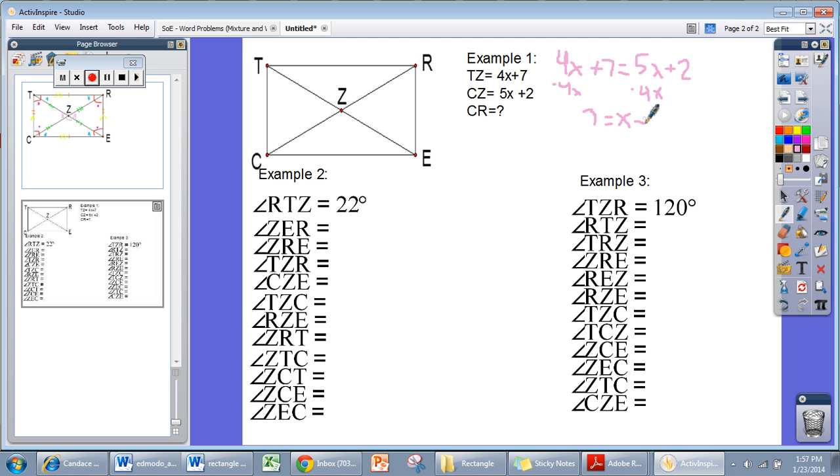2. So then we're going to subtract our 2 over to be with the 7, which will end up giving us x is 5.